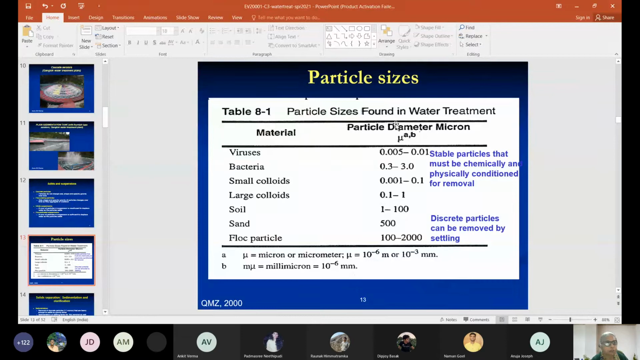Now, this is a range of the particle sizes that we find in water treatment, all the way from the smallest particles, which are viruses, to floc particles. These floc particles are exactly what you see after coagulation and flocculation. So let's take a look at these particles. Viruses have sizes from about 10 to 200 nanometers, so some virus particles are much bigger.